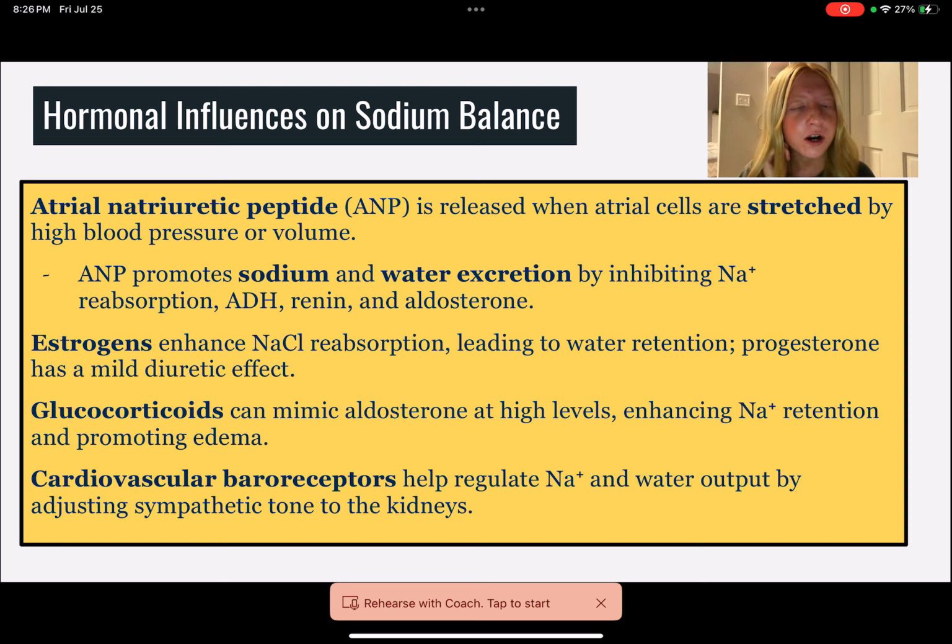Atrial natriuretic peptide is released when atrial cells are stretched by high blood pressure or volume. The ANP promotes sodium and water excretion by inhibiting sodium reabsorption, ADH, renin, and aldosterone. Estrogens enhance NaCl reabsorption, and this leads to water retention, and progesterone has a mild diuretic effect. Glucocorticoids can mimic aldosterone at high levels, enhancing sodium retention and promoting edema. Cardiovascular baroreceptors help regulate sodium and water output by adjusting sympathetic tone to the kidneys.